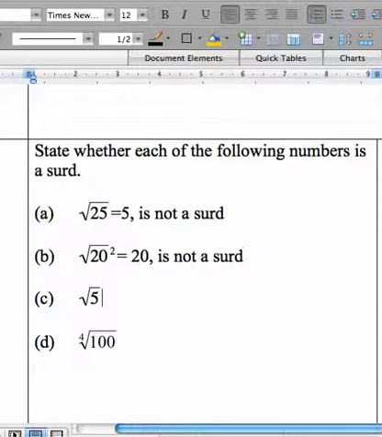This one down here, the square root of 5. Is there a number times itself twice to give you 5? No, there isn't. I can't get rid of the radical sign. Therefore, yes, this is a surd.